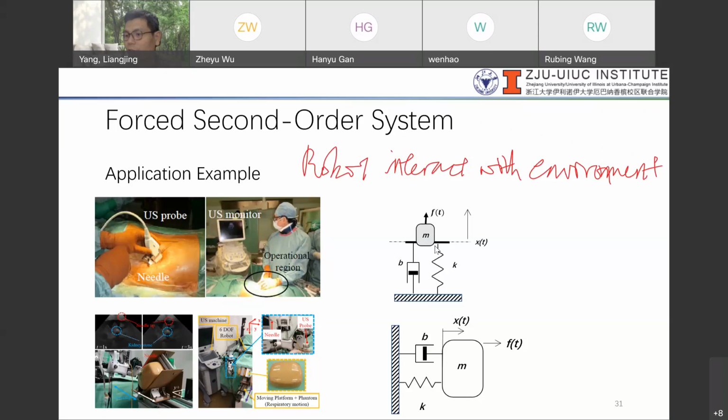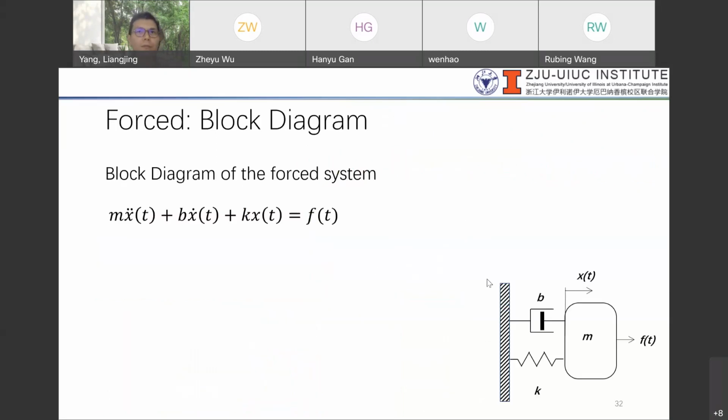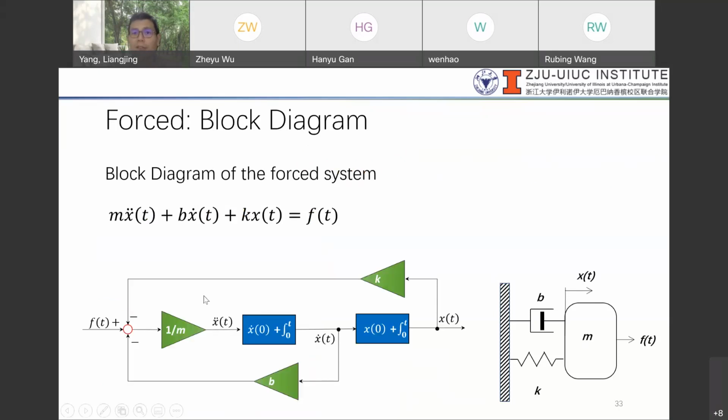Let me just make sure that I'm on time. So again, we look at this system here, and one good way of representing it, of course, is to use a block diagram. And later on, when we represent our various control schemes, we will be looking at block diagrams as well. I hope this is not unfamiliar to you. In this case, this is actually in the time domain.